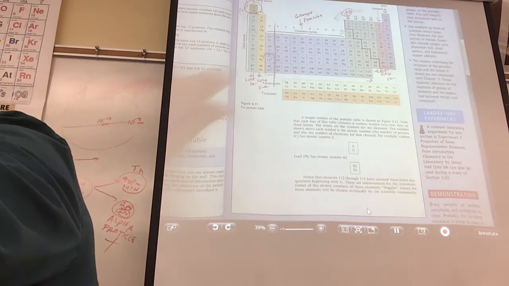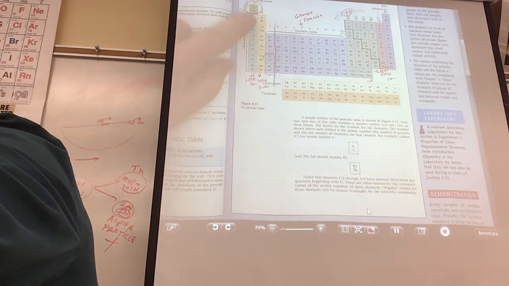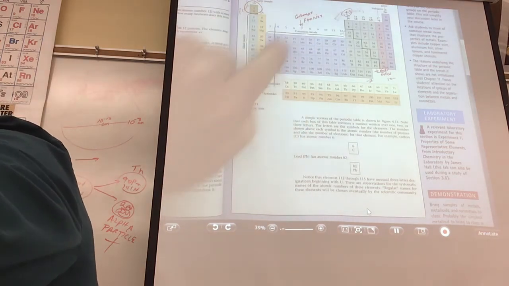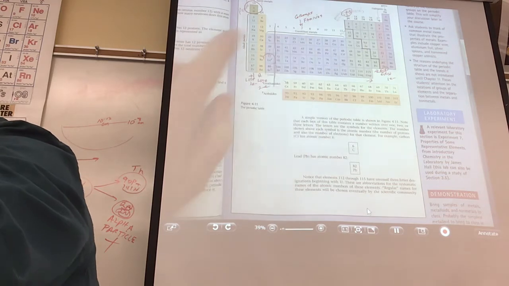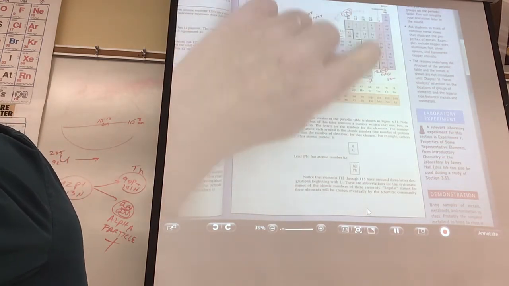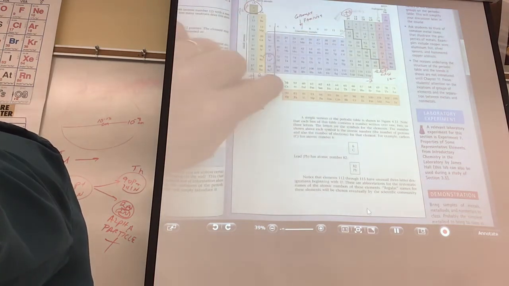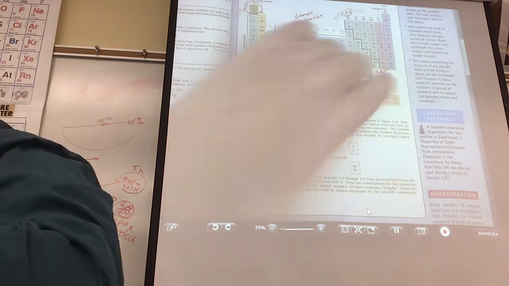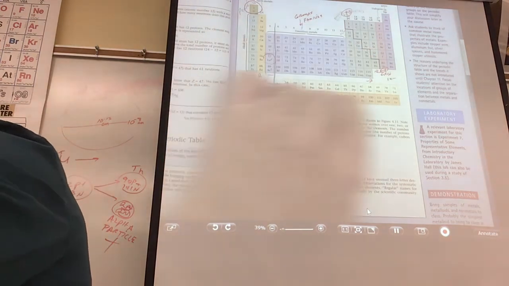Now, take a look at this picture here, and look how they did it in color. Look, alkali metals, alkaline earth metals. What are these called? It says transition metals. And what are these called? Noble gases. And these? The halogens. And this guy comes right after lanthanum, so these are called the what? Lanthanides, and these are the actinides.